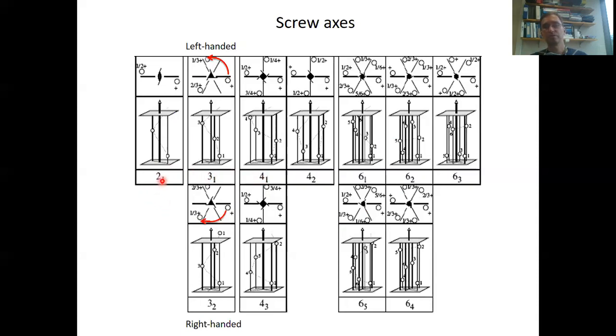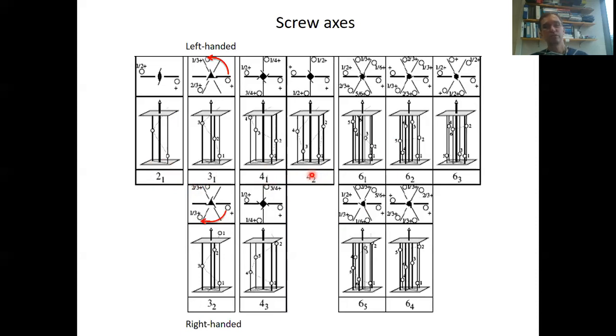The subscript indicates the translation. We always translate by the number divided by the order of the axis. Here the number is 1. So for this screw axis, we translate by 1 over 2. Here we translate by 1 over 3. Here we translate by 1/4. And here we translate by 2/4, which is equal to 1/2.